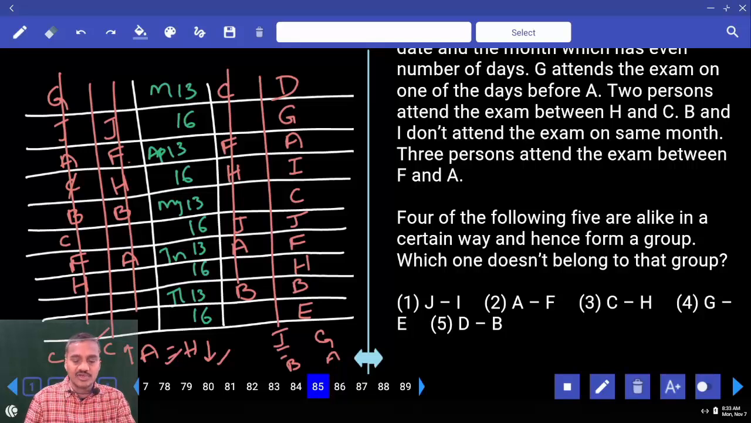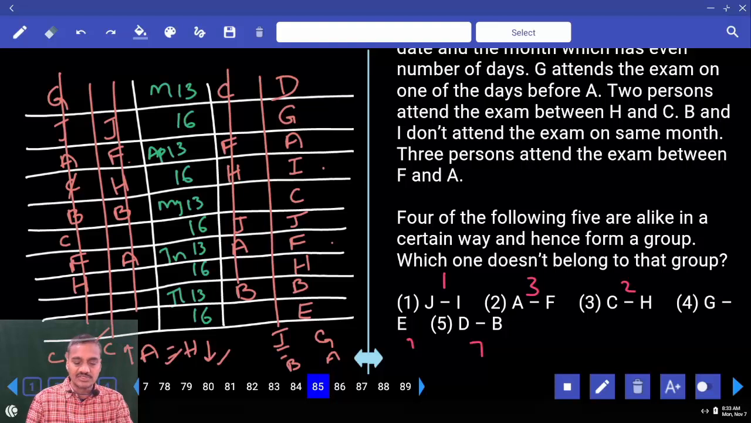And for the odd one out: J and I, there is exactly one person. A and F, how many persons are there? There are 3 persons in between. C and H, there are 2 persons. G and E, how many people between? 1, 2, 3, 4, 5, 6, 7 persons in between. And B and D, how many are there? 1, 2, 3, 4, 5, 6, 7.